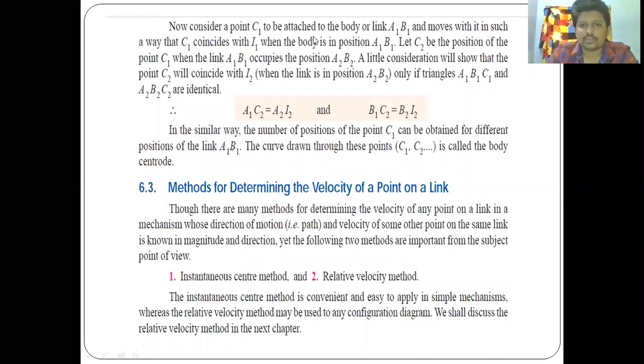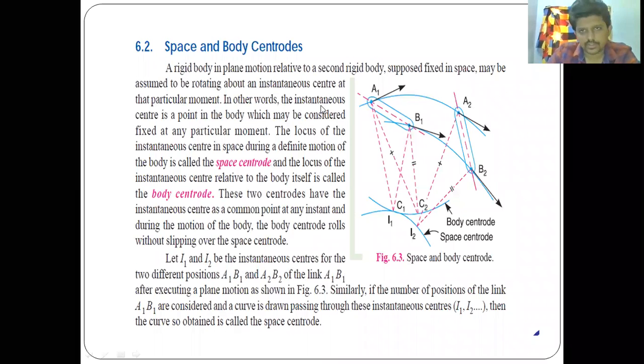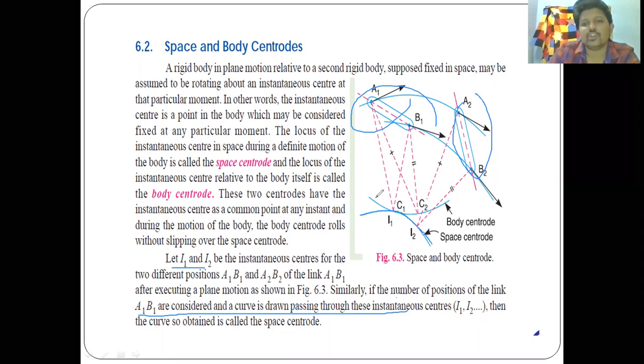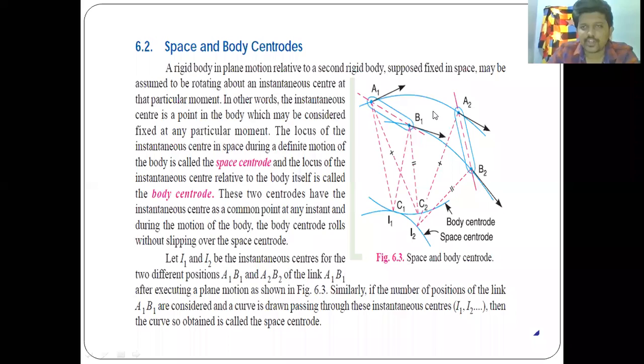If you see, we are taking a simple calculation here, where we have I1, I2 as instantaneous centers for both AB, A1 B1 and A2 B2. This is I1 and I2 for different positions of the link. Okay. Now A1 B1 are considered as curve passing positions. I1, I2 is the space centroid, and C1, C2 is the body centroid, which I already explained. Right? You have two rigid bodies, A1 B1 and A2 B2. You have I1, I2 as the space centroid. You have C1, C2 as the body centroid.